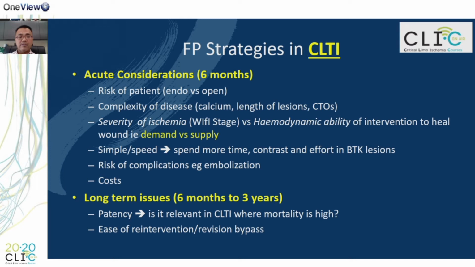I also look at the severity of the disease below the knee. If I need to spend 80% of time in contrast below the knee, maybe a simple stent in the FEMPOP may help me, allow me to spend more time below the knee.